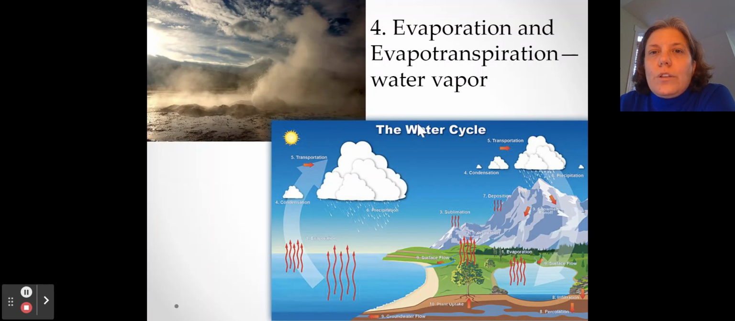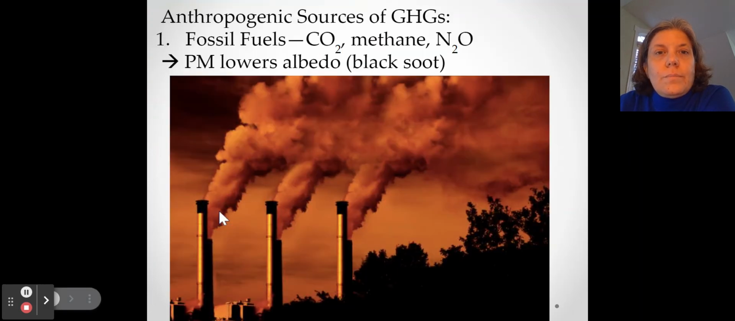And then we have evaporation and evapotranspiration that contribute water vapor to the atmosphere, and that's natural also. Now, what are some anthropogenic or human-caused sources of greenhouse gases? First one here is fossil fuels, which contribute CO2, methane, and nitrous oxide. Now, particulate matter in the air lowers the reflective ability of the earth, and that's through black soot. So that also means that more is absorbed and less is reflected.